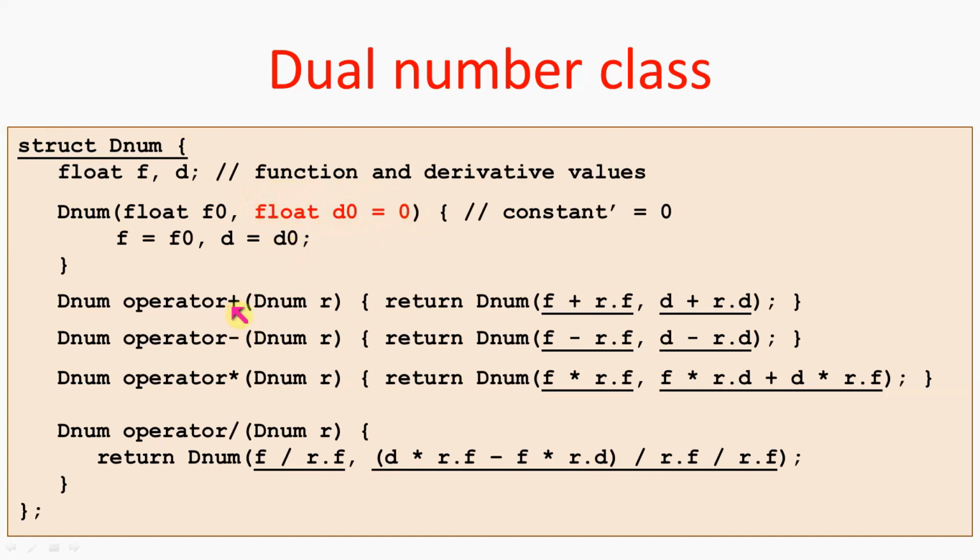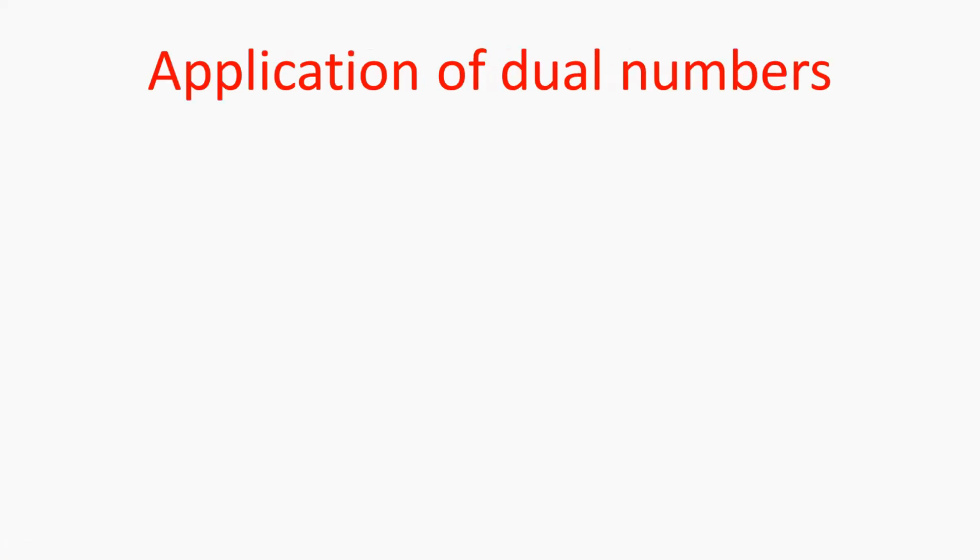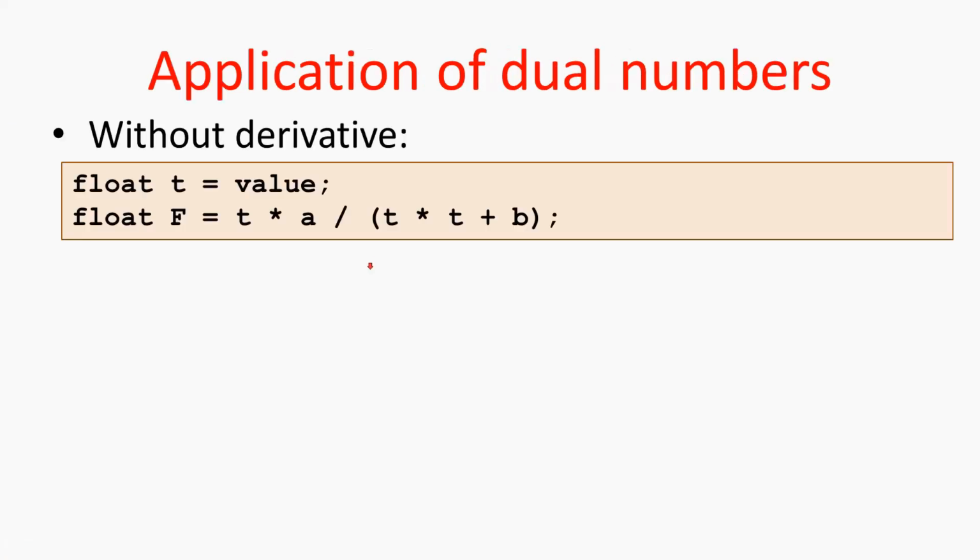Using operator overloading, we can define the basic operations. So for addition, both the function values and the derivatives must be added. If we want to apply subtraction, function values should be subtracted, derivatives should be subtracted. Concerning the multiplication operation, function values are multiplied, and for the derivative, we use the law of the derivative of a product. For the division operator, function values are divided, and we insert here the formula of the derivative of a fraction. Let us see how it can be used in a real application.